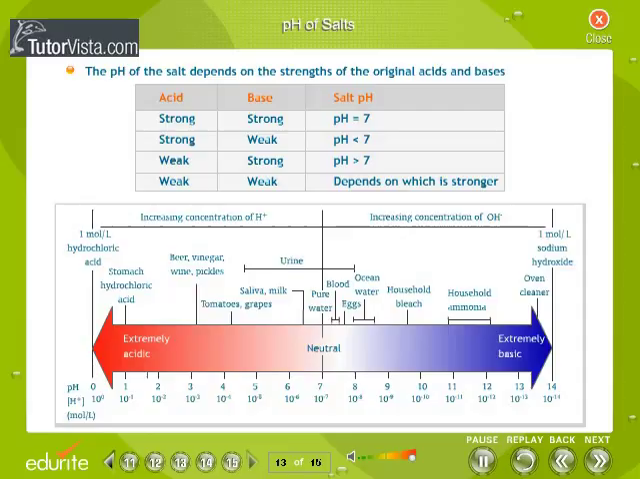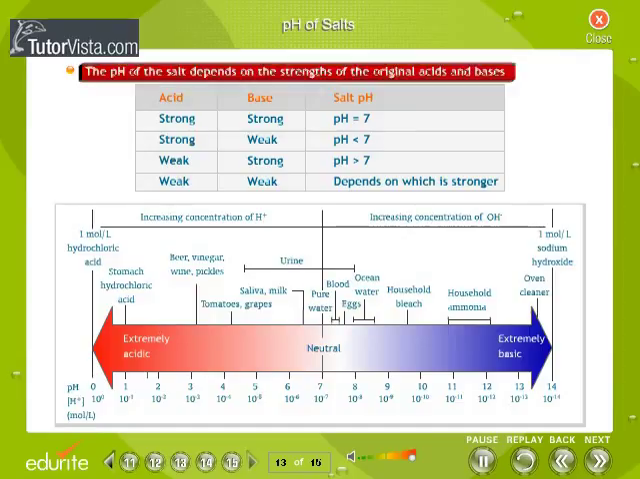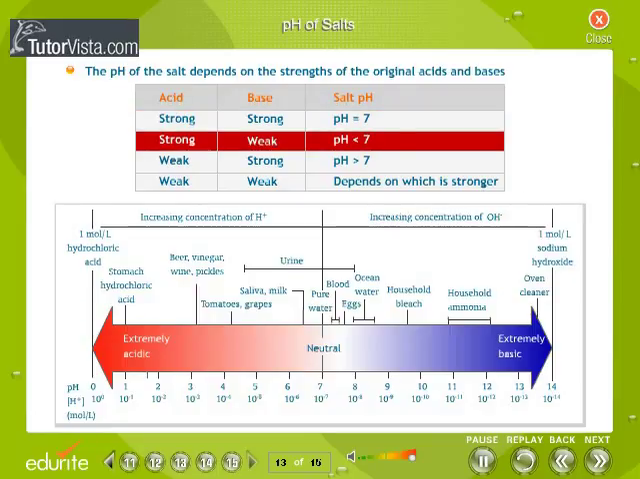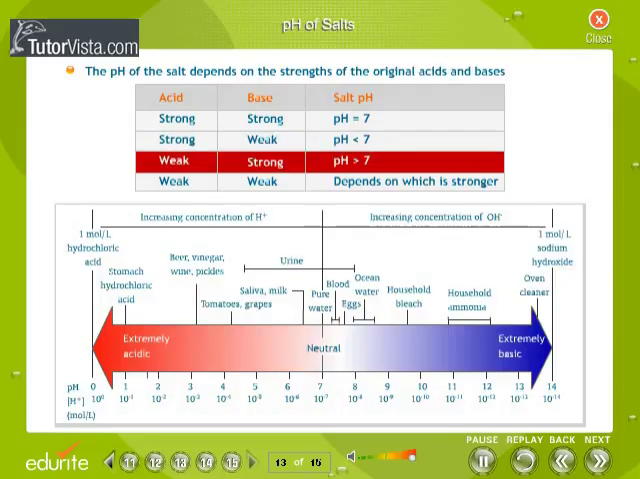pH of salts. A salt is formed when an acid and a base are mixed, and the acid releases H+ ions, while the base releases OH- ions. This process is called hydrolysis. The pH of the salt depends on the strength of the original acids and bases. Salts of a strong acid and a strong base are neutral with pH value of 7. On the other hand, salts of a strong acid and a weak base are acidic with pH value less than 7, and those of a strong base and a weak acid are basic in nature with pH value more than 7.